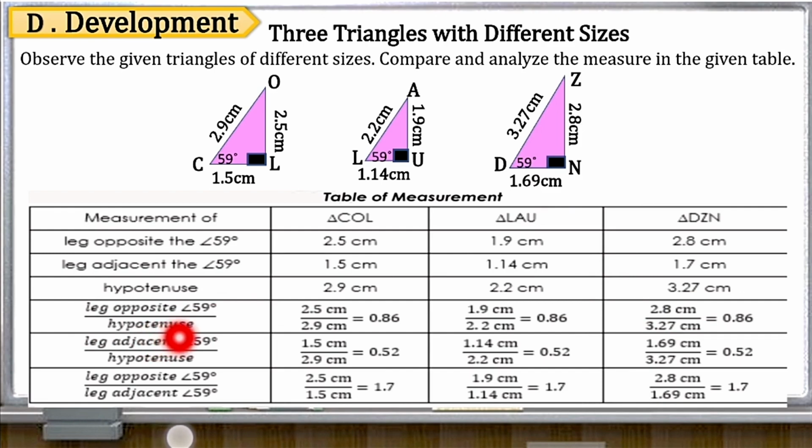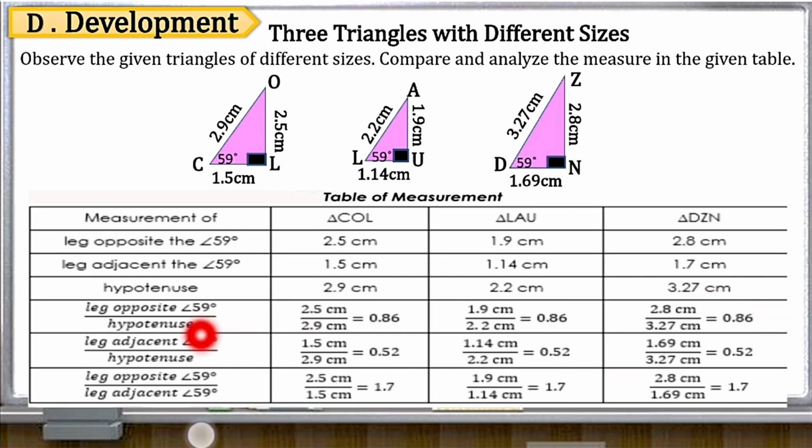After that, leg opposite the 59-degree angle over hypotenuse. So meron tayo dito class na 2.5 cm over 2.9 cm is equal to 0.86. Next is 1.9 cm over 2.2 cm is equal to 0.86. 2.8 cm over 3.27 cm is equal to 0.86.